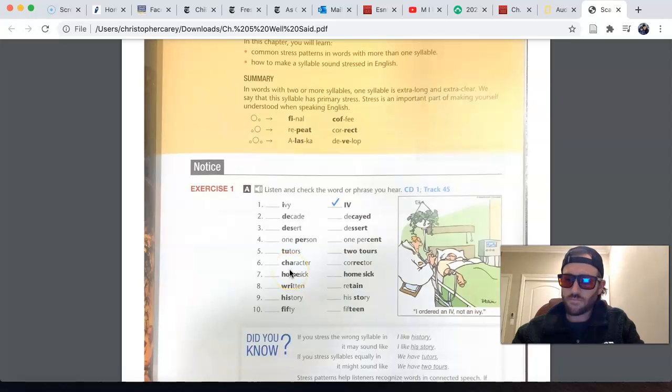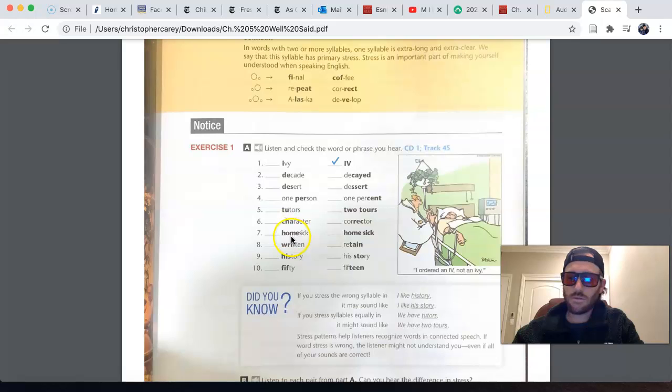Number 5, character or corrector? Number 6 was corrector. Oh, forgive me, I skipped number 5. I'm sorry. Number 6, corrector. And number 5, 2 tours. 2 tours. You have double stress because you have 2. This is a compound word. Stress is on both syllables. It's a tricky one. We'll look at that one in greater detail in this chapter.